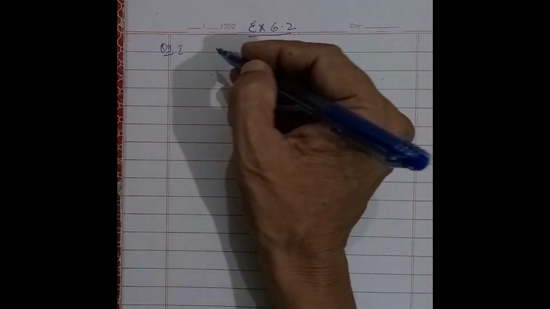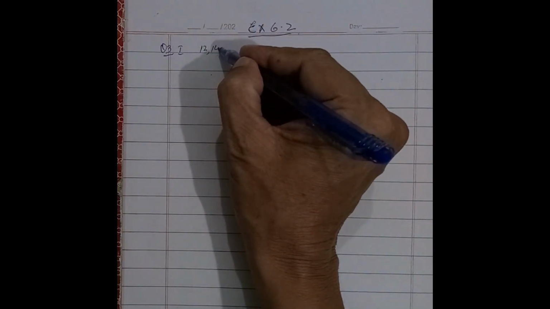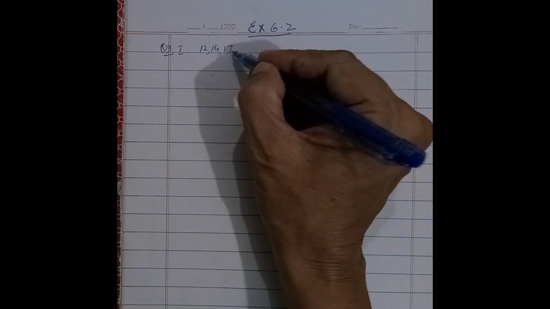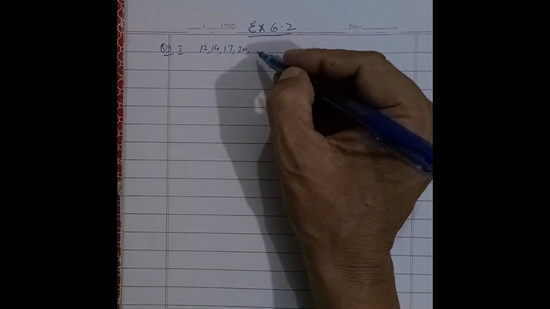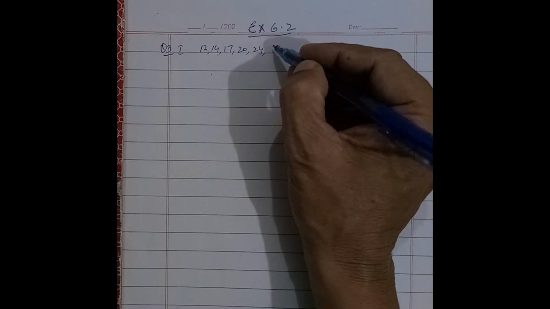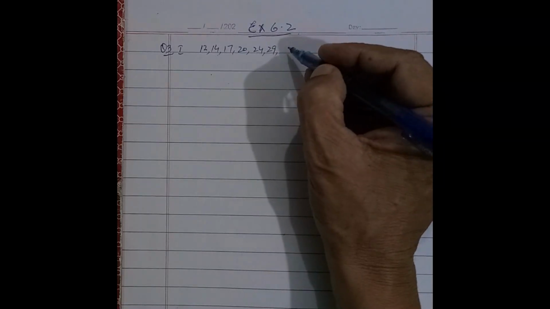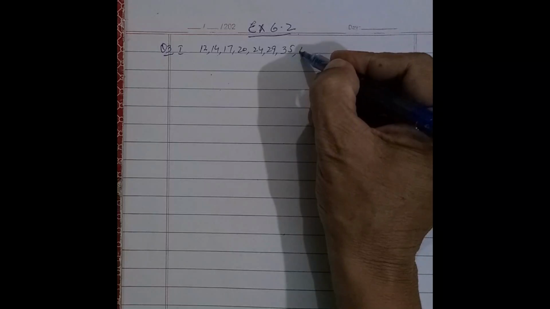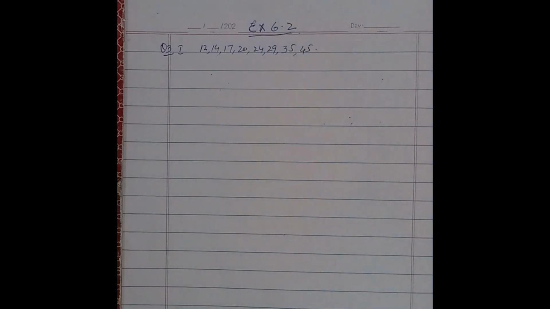Part 1. We find the arithmetic mean by direct method. The first part has the values 12, 14, 17, 20, 24, 29, 35 and 45. And we know that, what is average? Average is the sum of numbers divided by the total number.